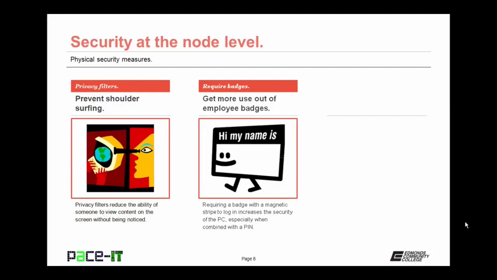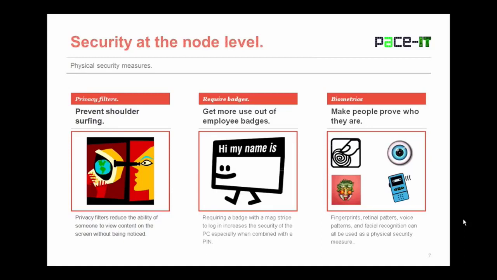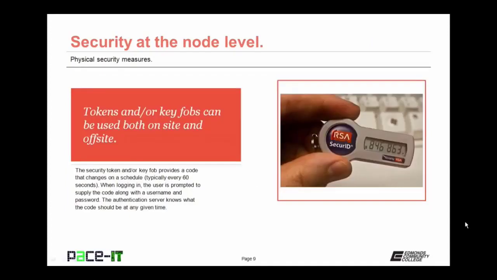And talking about that, you can also employ biometric measures. Make people prove who they are, not just by what they know, but by their physical features. Fingerprint scanners, retinal patterns, voice patterns, and facial recognition can all be used as a physical security measure.